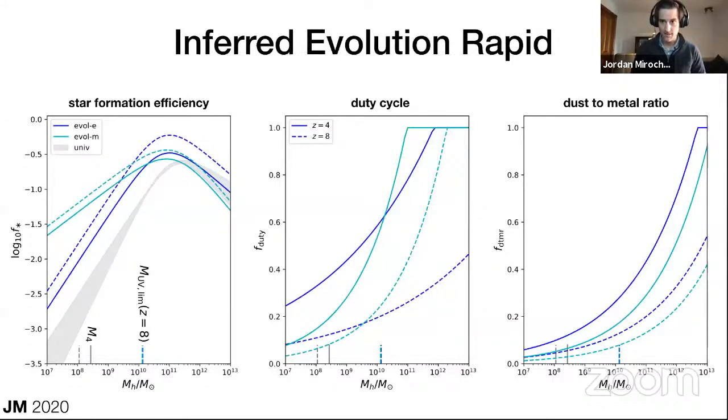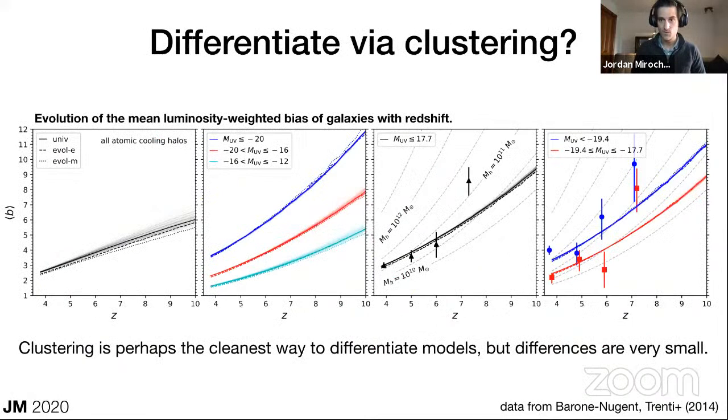But keeping in the empirical spirit of this work, if you want to remain agnostic about what's happening in galaxies and just let the data tell you which of these models is right, one thing you might think about looking at is clustering, because fundamentally each of these models is changing the mass to light ratio of galaxies.